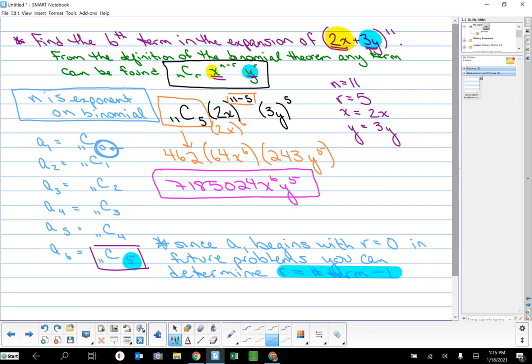Okay? So there were a couple of steps there to figure that out. Some of it was explanational. Like this part, you wouldn't have to rewrite out again. You can just know that r is going to be the number term you want minus 1. n comes right out of here. x is this part of your binomial. y is the second part of your binomial. And then just plug them into the formula that you have. Okay? All right.